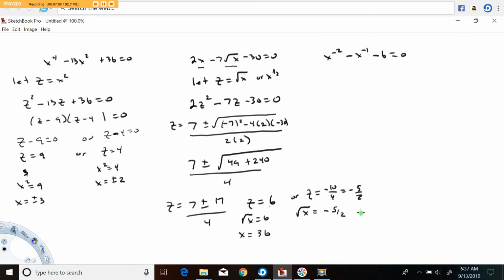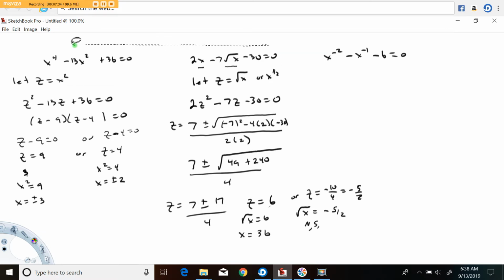Now, this equation, when you square root something, this is called a principal square root. The principal square root is positive, so there is no solution attached to this one. So there's our only solution to that equation. All right, there's example 2. Let's work on example 3.